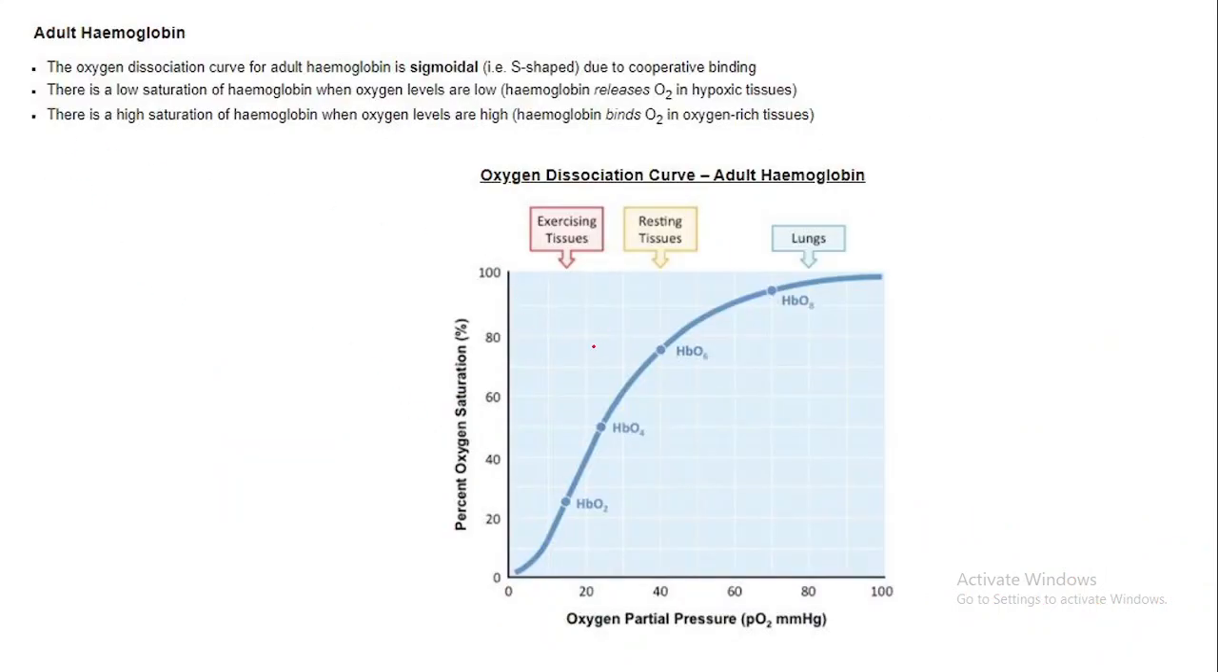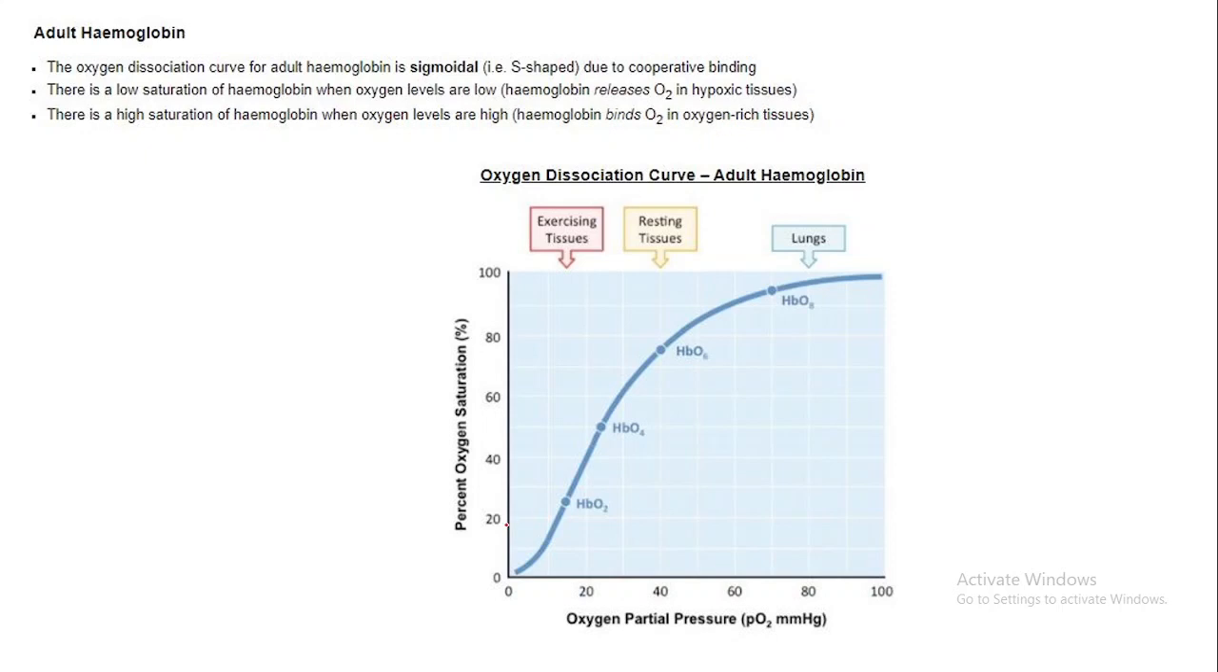There is another simpler version of the same content. Okay. The oxygen dissociation curve for adult hemoglobin is sigmoidal due to cooperative binding. One by one they start binding. There is a low saturation of hemoglobin when oxygen levels are low. That is, hemoglobin releases oxygen in hypoxic tissues. Hypoxic means where oxygen is less. There is high saturation of hemoglobin where oxygen levels are high. That is, hemoglobin binds with oxygen in oxygen rich tissues.